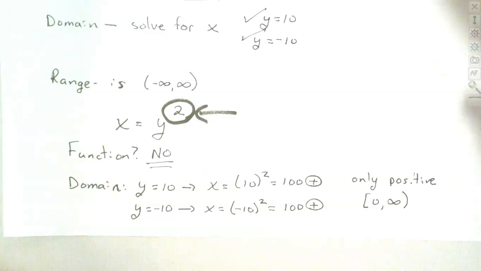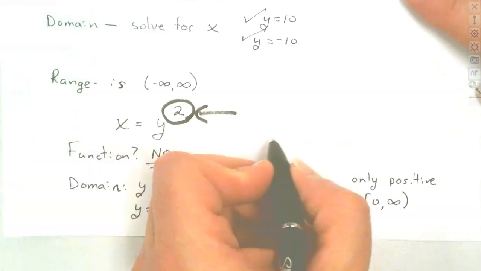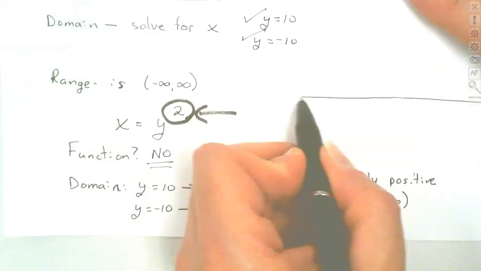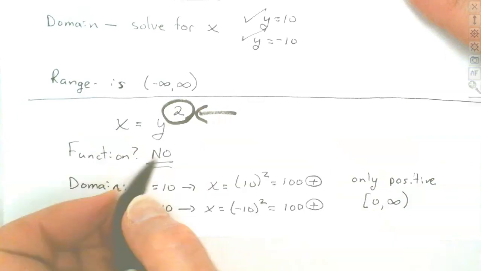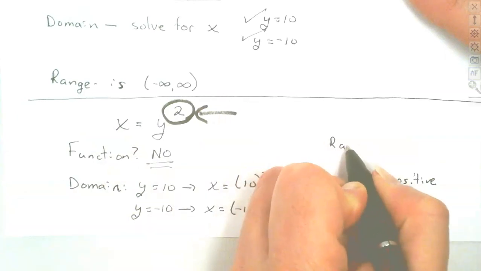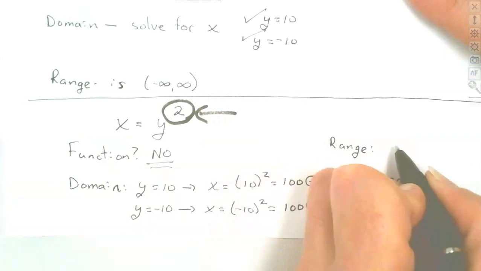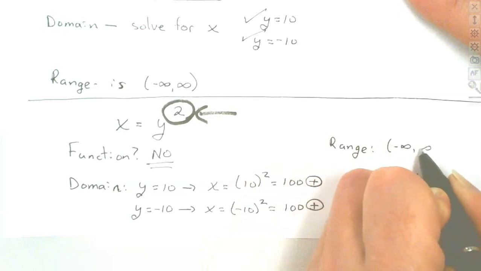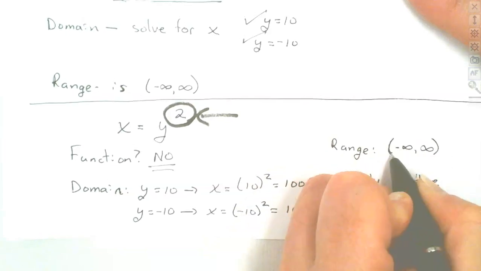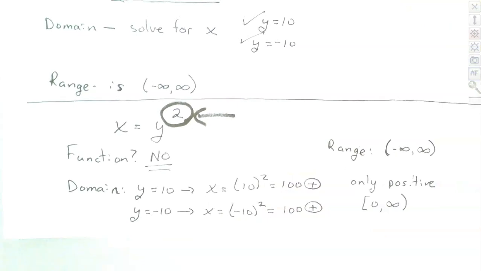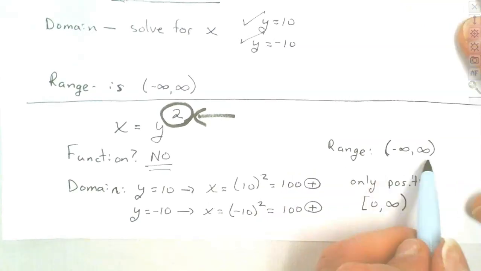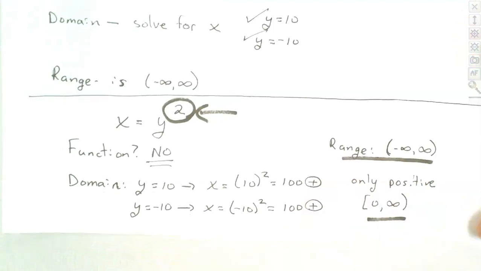And this is not a function. So what's my range? Well, it's not a function, and so all of these have a range that is negative to positive infinity. Again, I only gave you one of these in your homework, and that's question 5.